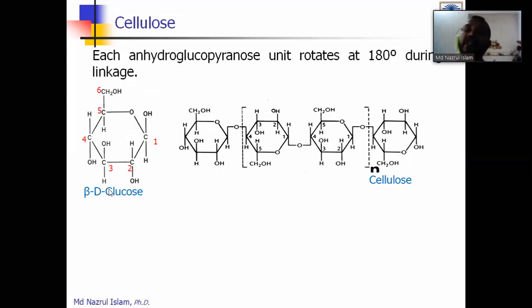Otherwise, the chain will not be linear; it will be angular, not a straight line. So it rotates. Again, in the third monomer, the CH2OH, the sixth carbon connected to the fifth carbon, is in the upper position. In the fourth monomer, it is on the downward position. So the anhydroglucopyranose units rotate 180 degrees when they are connected. That is very important information that you need.